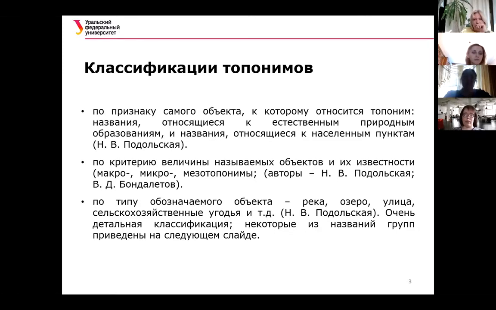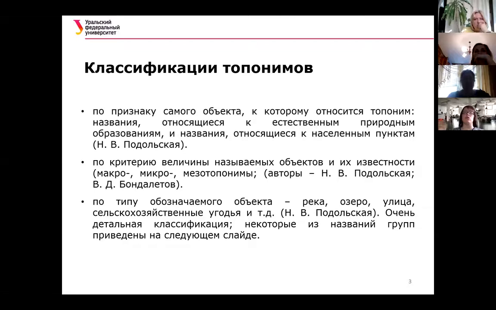This is about a country or a region. There are various types of toponymic names for various kinds of geographical objects, and of course these types are numerous. On this slide, you can see three criteria for their classification, but there is not a single classification of toponymic names. For instance, the first category is about natural objects and maybe various cities. The second criterion is the size of toponymic names.